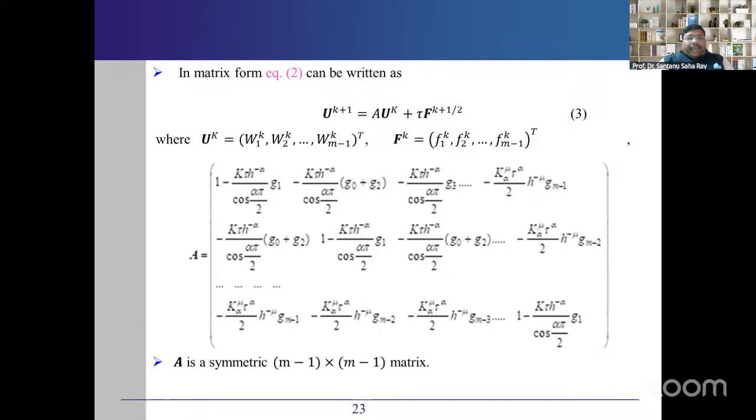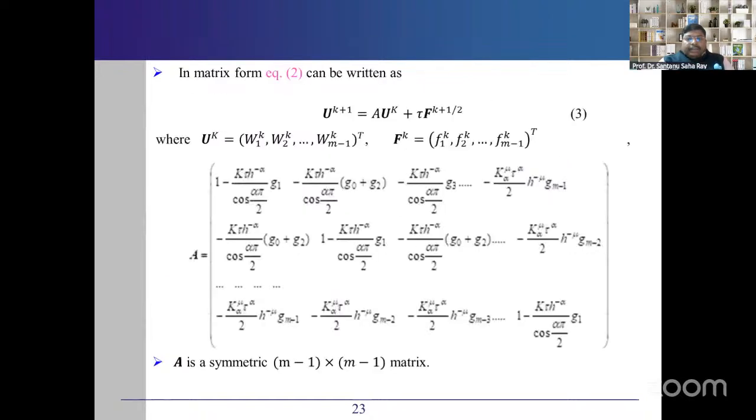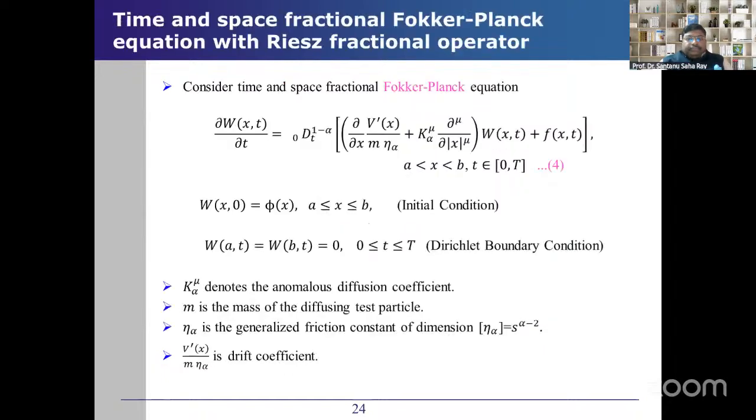So equation 2 can be represented in the matrix form given by equation 3. Here A is the symmetric matrix of order M-1. And again, I am telling you this scheme is given by equation 3. It is an explicit finite difference formula.